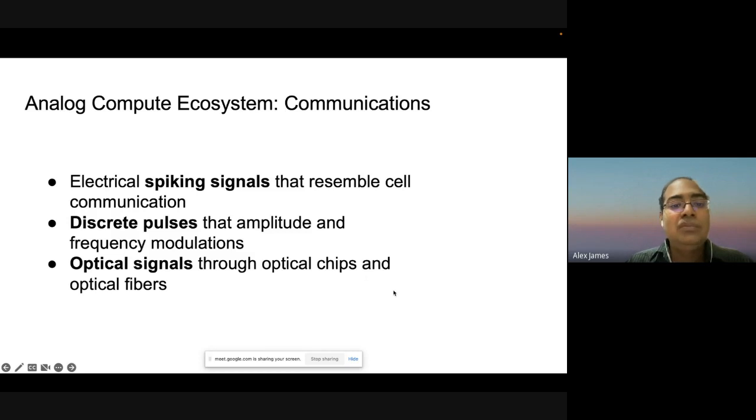So from computing, how the communication happens within such systems, for efficiency purposes you can think about spiking signals, discrete pulses, or optical signals, all of which would be quite useful approaches to think about when combining with analog computing cells or units.